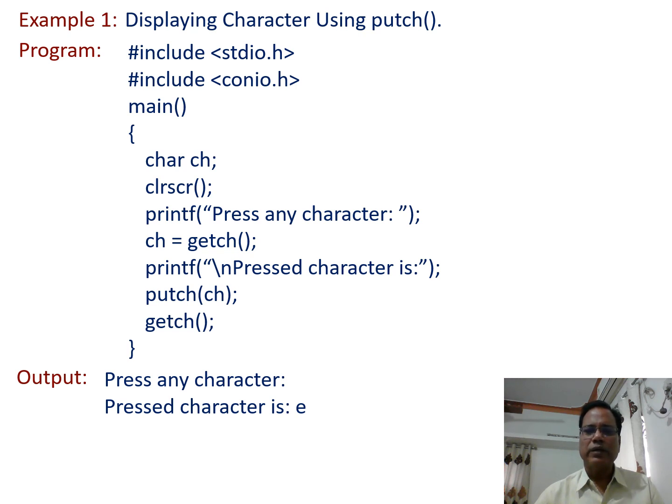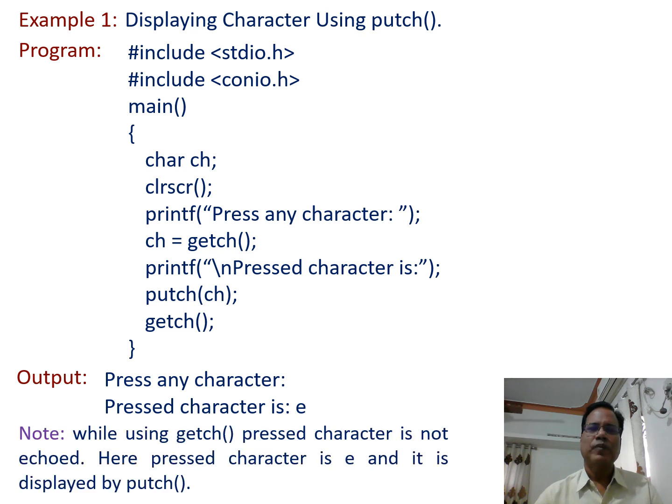So what character are we pressing here? As we are using the getch function, the character is not echoed on the output screen, but we can print that entered character using the putch function. So at this point E is printed. While using getch, the pressed character is not echoed. Here the pressed character is E and it is displayed by putch.